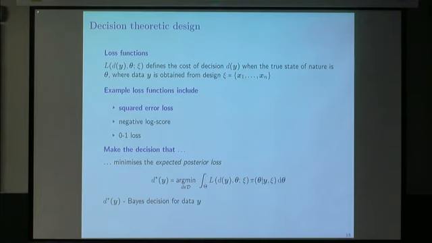Once we define and choose our loss function, we need to make a decision that minimizes the expected posterior loss given by this integral here. So we need to choose the Bayes decision based on the data that we have, indicated by this star, and given that we have some data, this decision may be a decision for estimation or a decision for prediction.